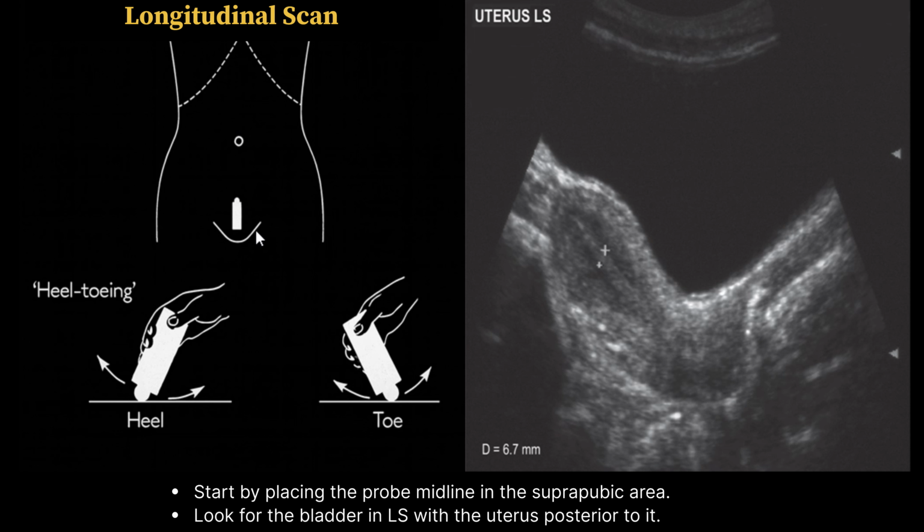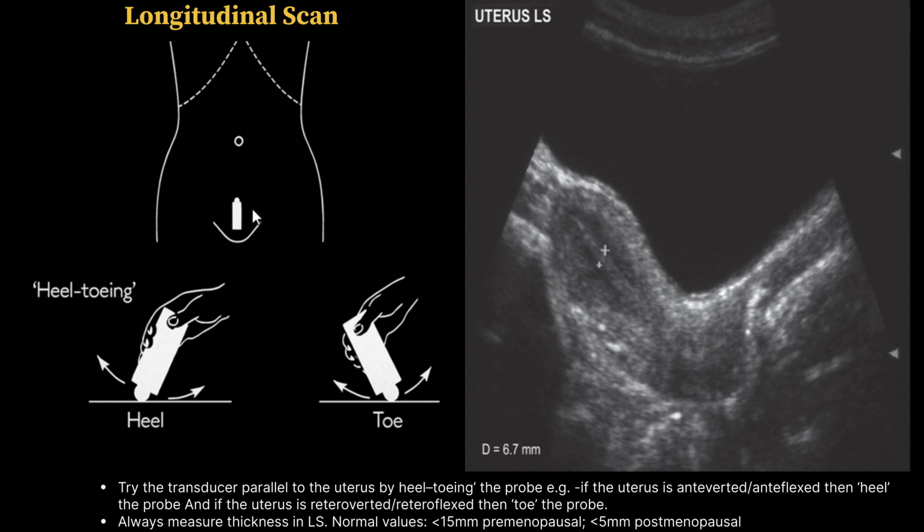Start the scan by placing the probe in the midline in the suprapubic area, and look for the bladder in the longitudinal scanning with the uterus posterior to it. As here we can see, this one is the urinary bladder and this is the uterus. Here we can see the cervix and this is the vaginal canal.